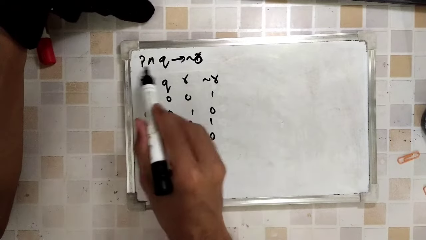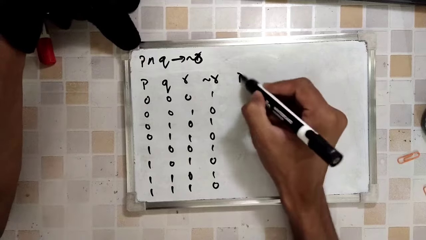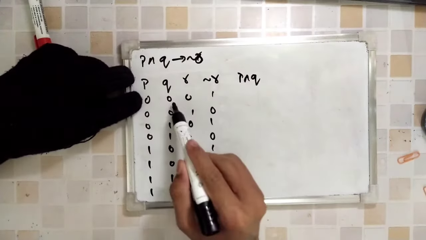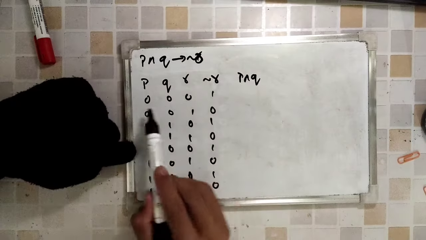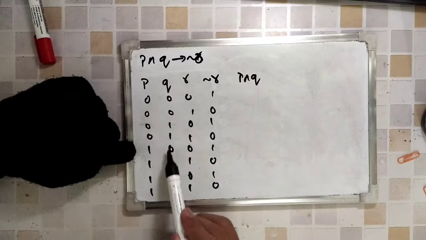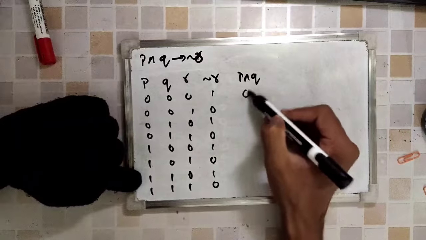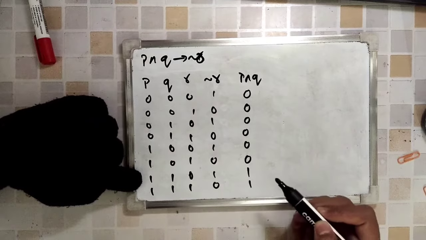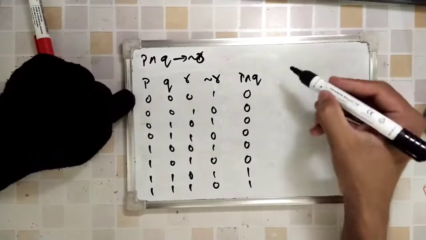Let us take P and Q as one thing. So first I will take P and Q. If I do P and Q, then wherever 0 is there, it will be 0. So see here 0 0 0 0 0. So only the last two is 1. So 6 times 0, and 2 times 1. So now we have Q.